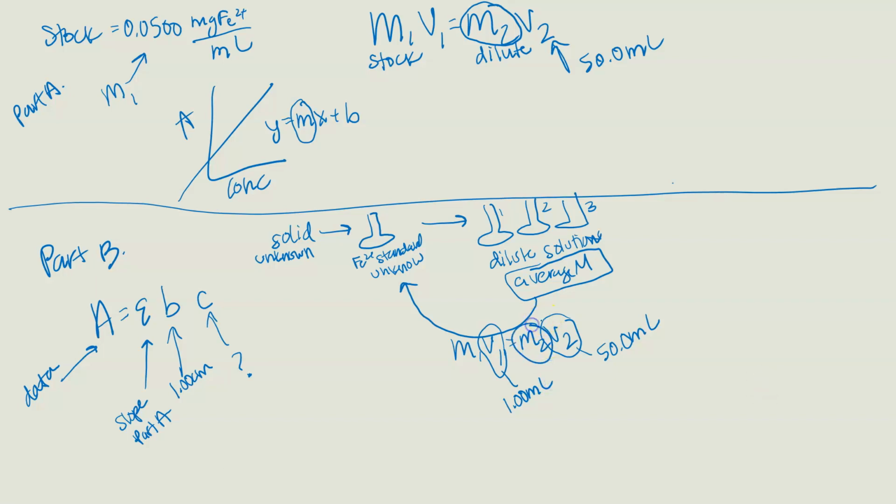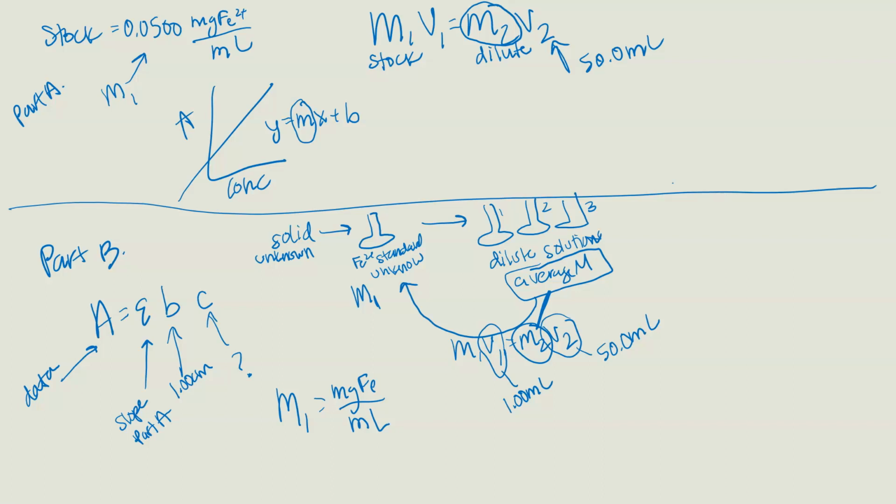And then you know the M2, the dilute solution molarity. It's whatever the average is. So you're able to solve for M1. That would be the concentration of this solution of iron. Again, you didn't know this otherwise because all you knew was how much unknown you put in there, but you don't know how much iron is in that unknown. So that M1, which again isn't really a molarity, is in milligrams of iron per milliliter.